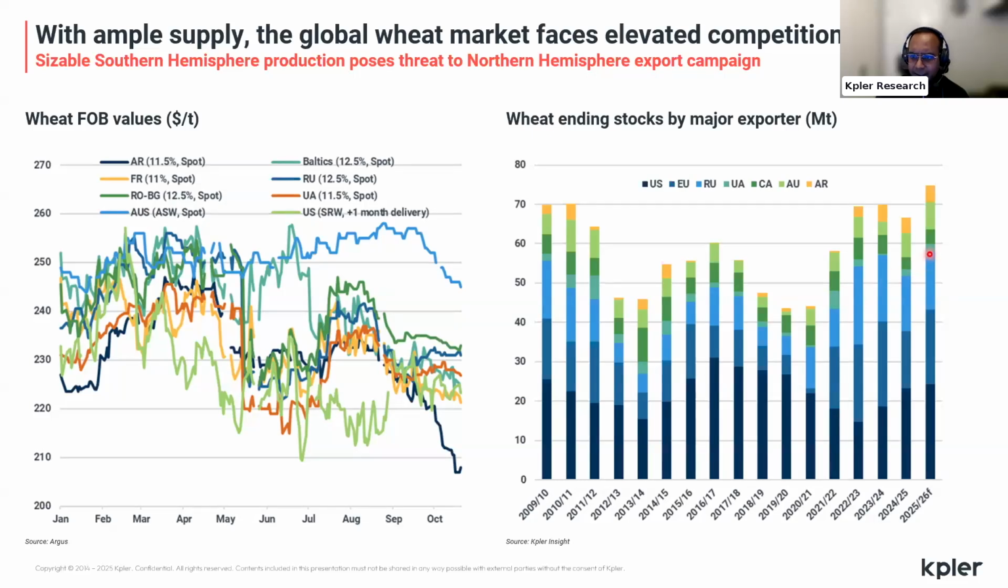And we see that in ending stocks as well, where last year we saw ending stocks drop mainly because of lower production. Lower demand also helped it not reduce too much. This year we expect ending stocks to increase significantly, especially given that the import demand remains weak.